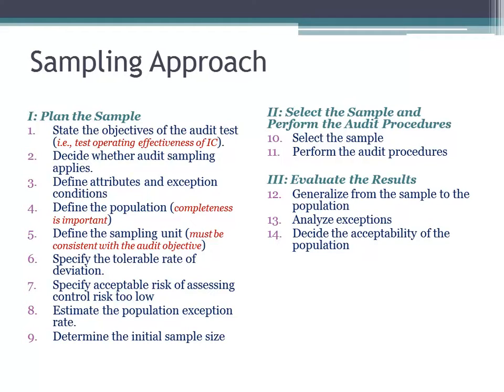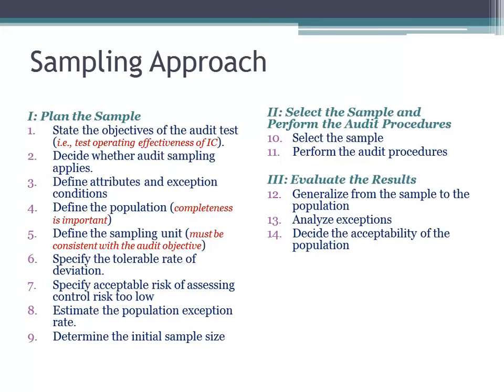Specify your tolerable rate of deviation. What this means is that sampling involves judgment on the auditor's part. And you as the auditor have to decide how much deviation you're willing to accept. So what's your acceptable rate of exceptions? If you're satisfied that 95% of the transactions are being recorded in accordance with the firm's control policies, that means you're willing to accept the 5%. Your tolerable rate of deviation is 5%. You're willing to accept that in your sampling.